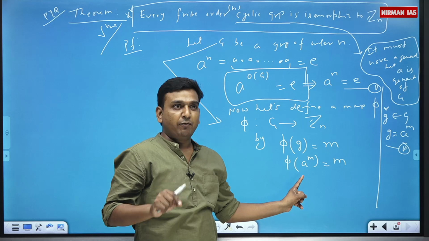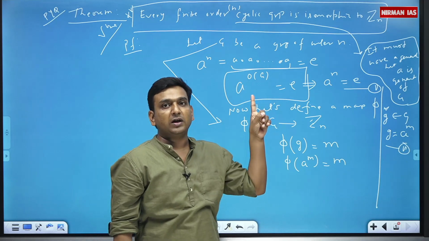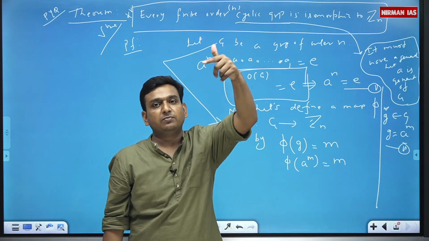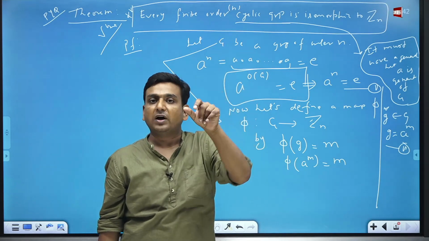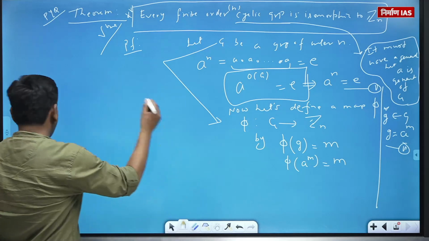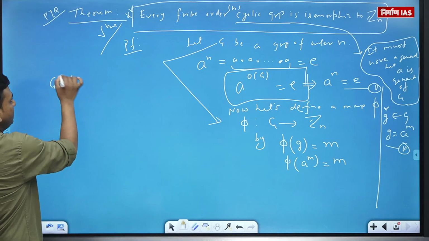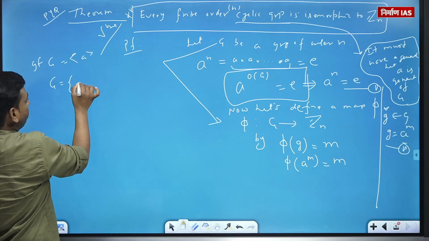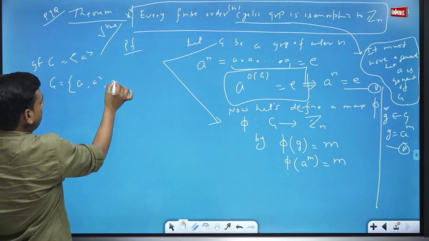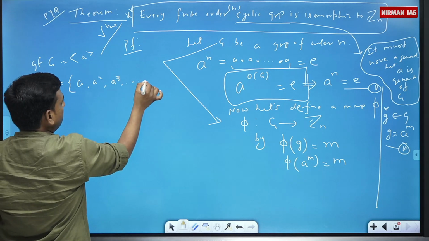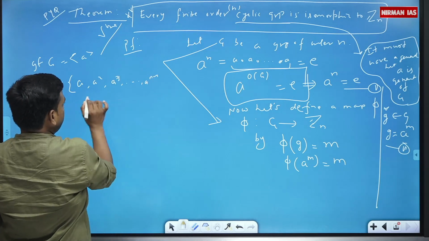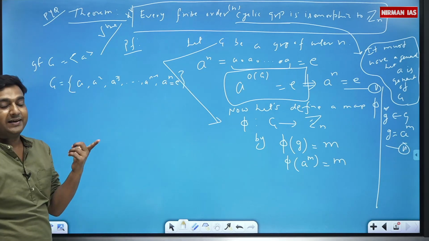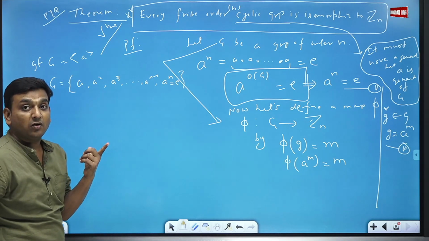And these powers, if G is a group of order n, then a, a square, a cube, ..., a raised to n minus 1, because a raised to power n will give you identity only. Please be here. If G is generated by a, then it will be a, a square, a cube, a raised to the power n minus 1, and a raised to power n will give you the identity element. Is that clear or not?